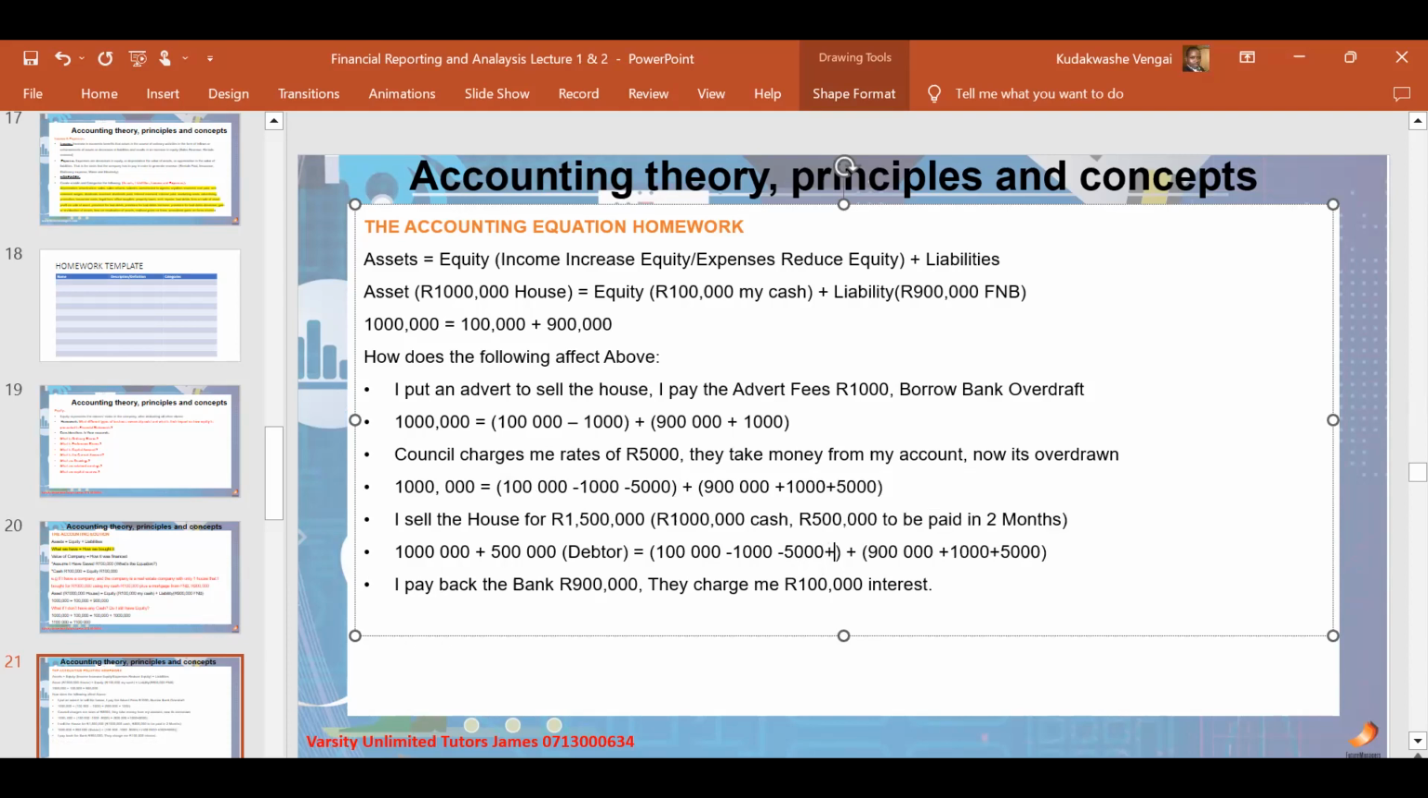Income increases the equity of a business. So again, if you do your mathematics there, you will notice you're still balancing. You now have 1.5 million on the assets side, and you've got 1.5 million on the side of the equity and the liabilities. And then again, if you put the last entry, you make your payment, you pay back the bank loan. You should still end up balancing at the end of the day.